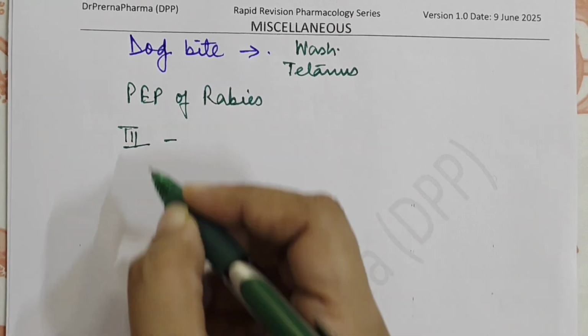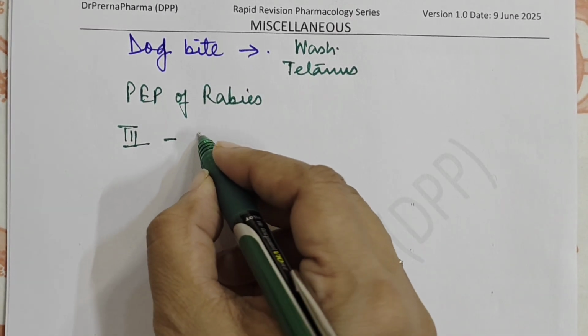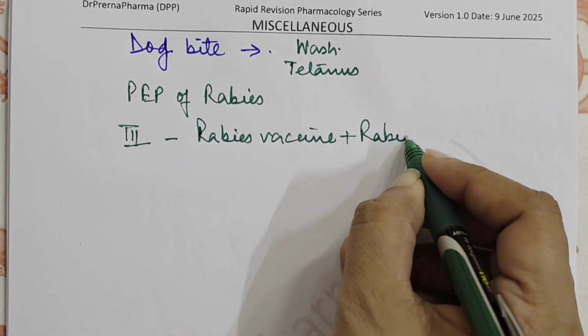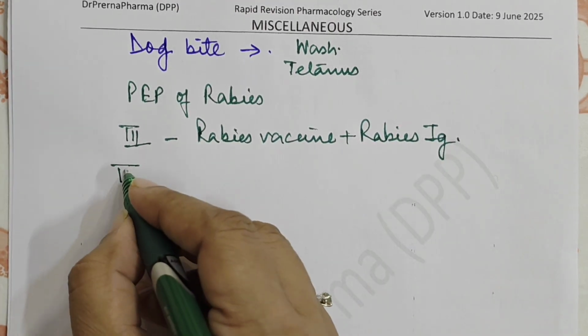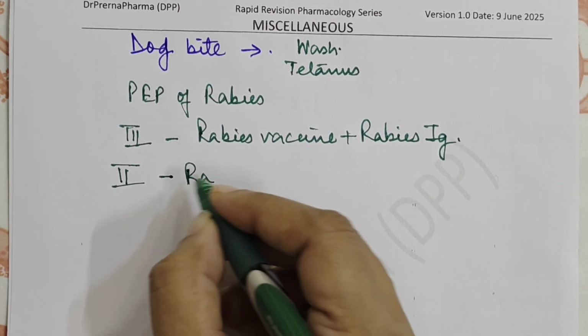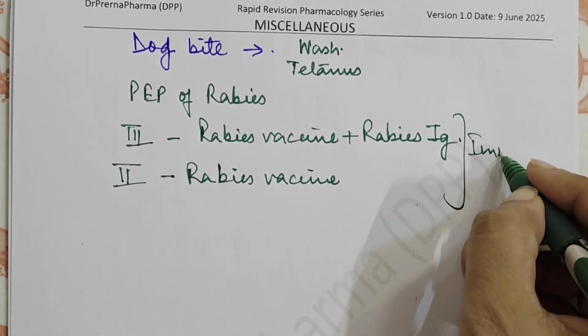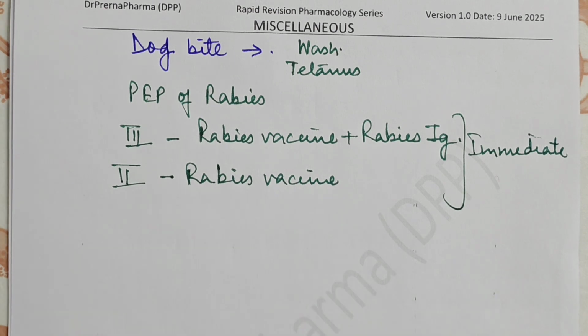If it is category 3, when there are multiple wounds and the skin is also cut, then a rabies vaccine has to be given immediately, plus rabies immunoglobulin has to be infiltrated at the site of the injury. Then if it is category 2, that is moderate, then the rabies vaccine needs to be given immediately. They all have to be given immediately. There is no time gap. Category 1, nothing needs to be given.